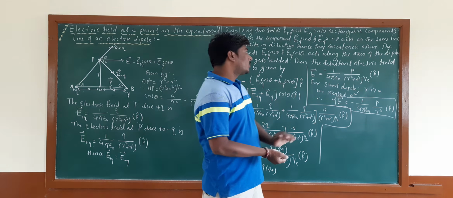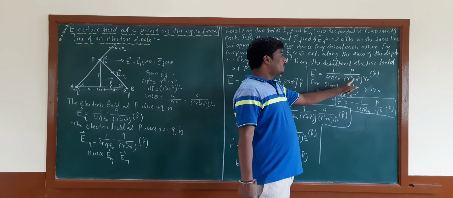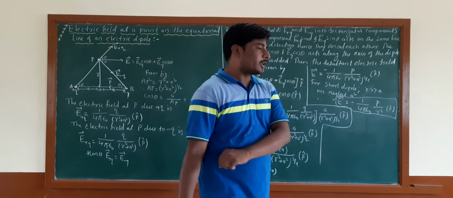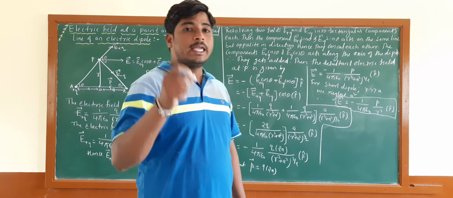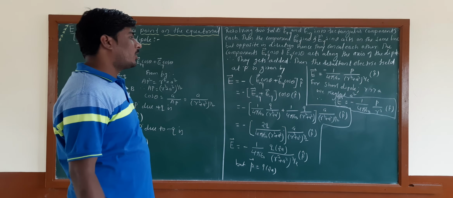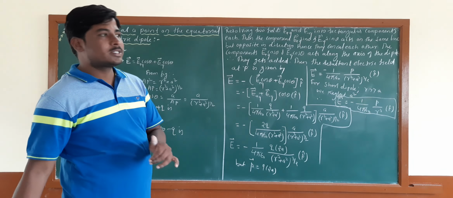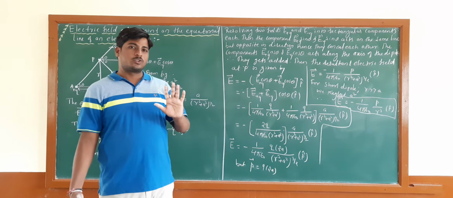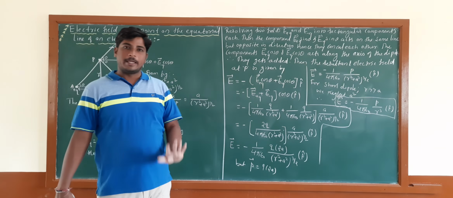Right? So if we neglect A square, what remains here? 0. So R square raised to 3 by 2, the 2 gets cancelled, remains R cube. So this is the electric field at a point on the equatorial line, minus 1 by 4 pi epsilon naught P divided by R cube. Right? So this is the expression asked in the examination for marks. Many times this expression is asked in the examination. This is very, very important.